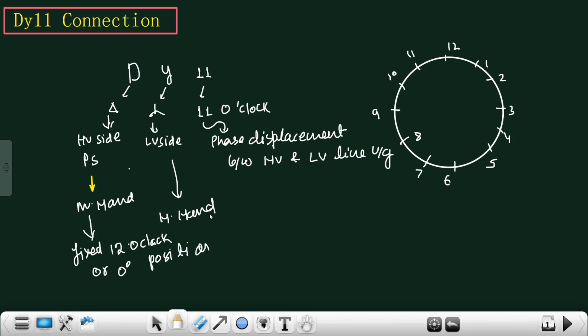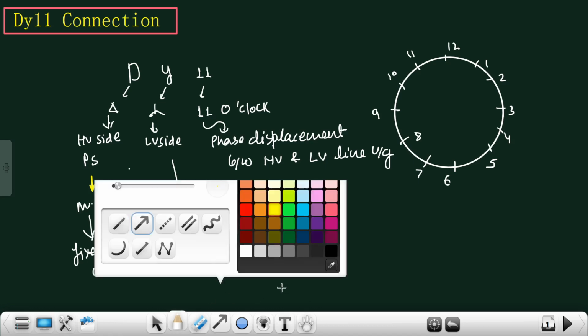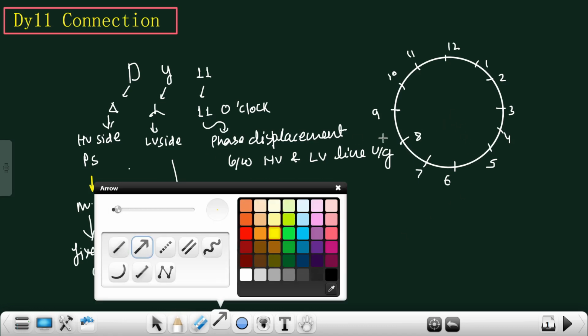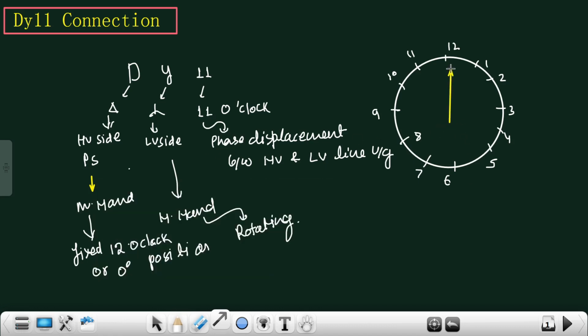And the hour hand is rotating depending upon the type of connection. So it is the Dy11 connection. Here the HV side delta will be placed at the 12 o'clock position. This is the HV side, and the LV side is placed at the 11 o'clock position. This is our hour hand and this is the minute hand.